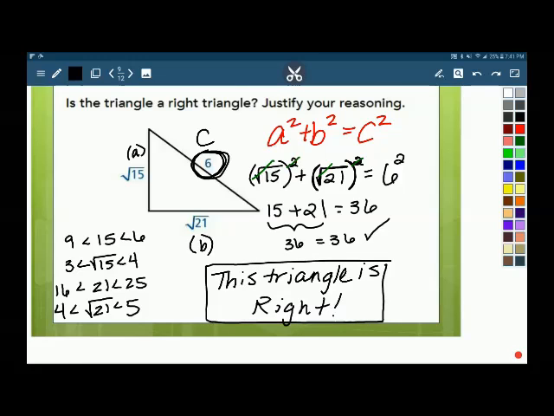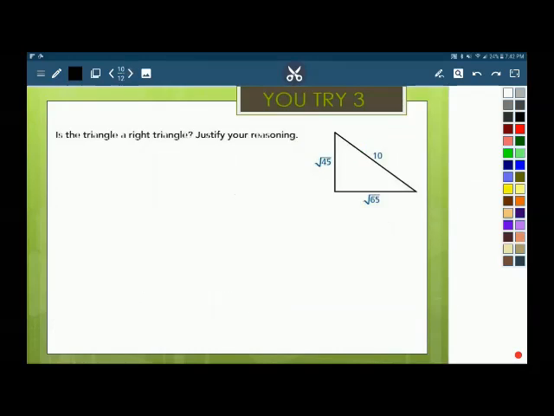And our justification is this plugging into the Pythagorean theorem part. That tells me that when I plug into the Pythagorean theorem the equation is true, so it must be a right triangle. Let's have you give this a try in your third and final You Try.